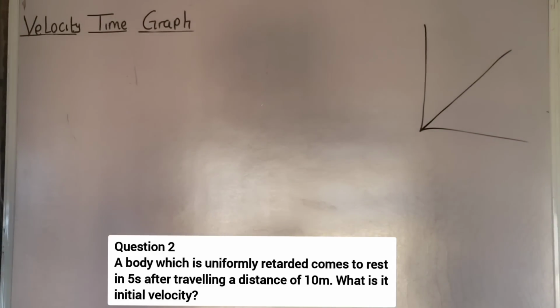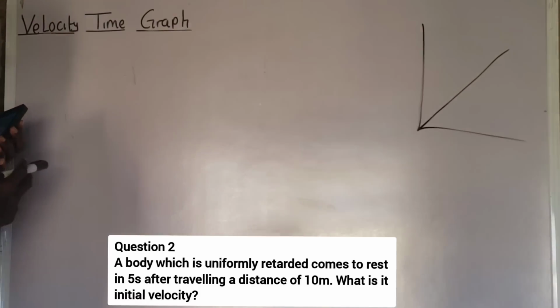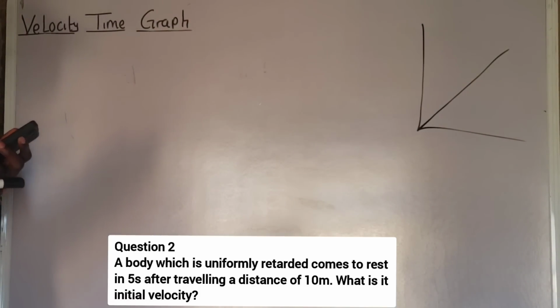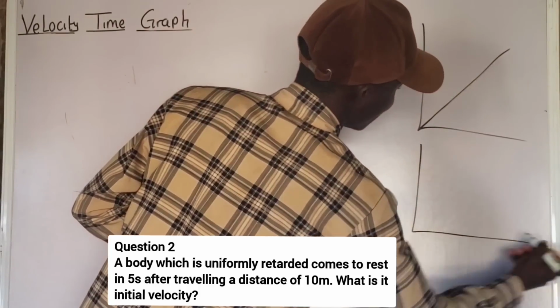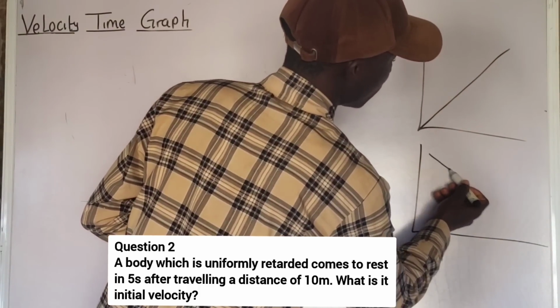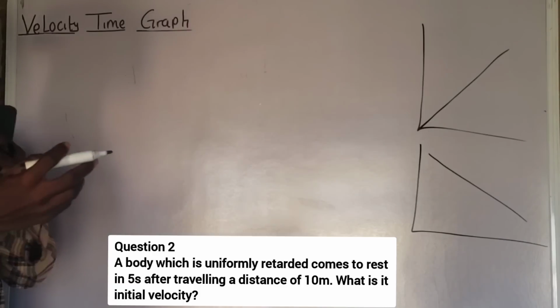A body which is uniformly retarded comes to rest in 5 seconds after traveling a distance of 10 meters. What is its initial velocity? Okay, let's draw the velocity time graph. Don't forget that in our previous class, I told you that when a body comes to rest, the velocity time graph will look like this. You understand? Okay, that is the body retarded, it's coming to rest.